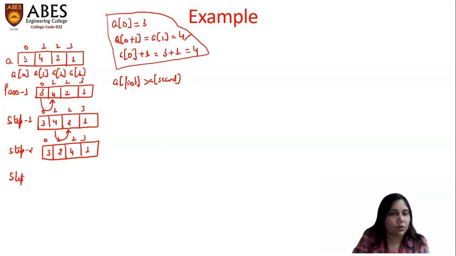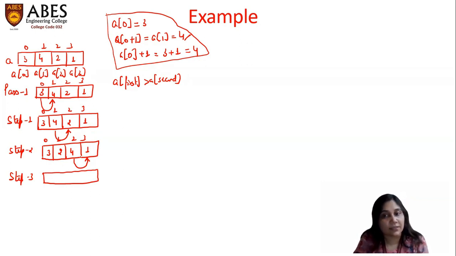Now step 3, what will happen in step 3? I will be comparing this with this. So 4 is greater than 1. Yes, 4 is greater than 1. It means condition is true. So I will be writing 3, 2, 1, and 4. So it will be 0, 1, 2, and 3.